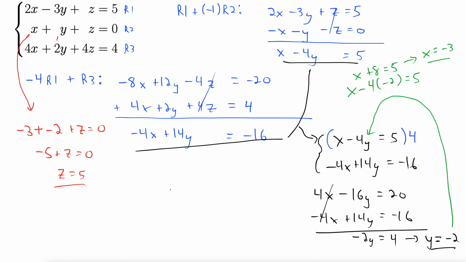Alright, and it's nice to write these as an ordered triple. So negative 3, negative 2, 5 for the answer there. And again, that's a point in space, a point in three-dimensional space where these three planes cross.